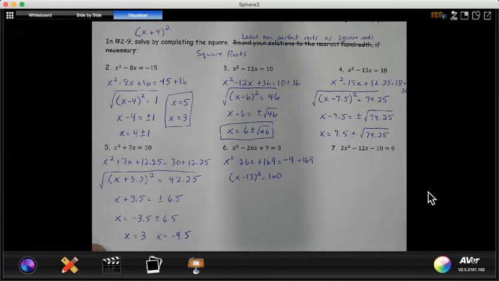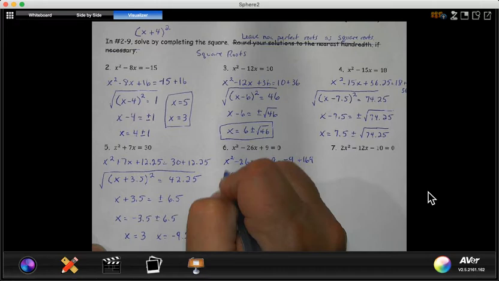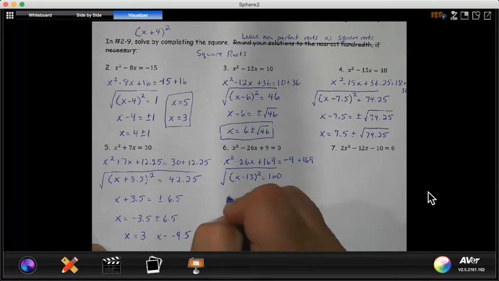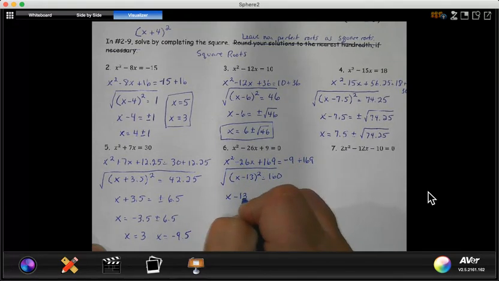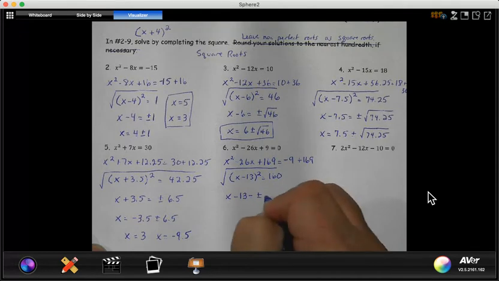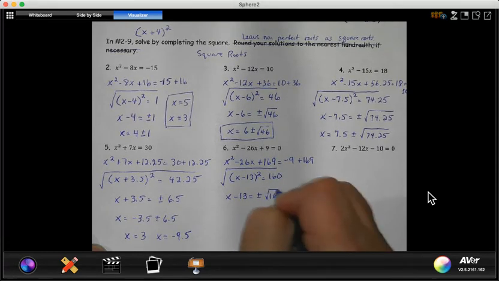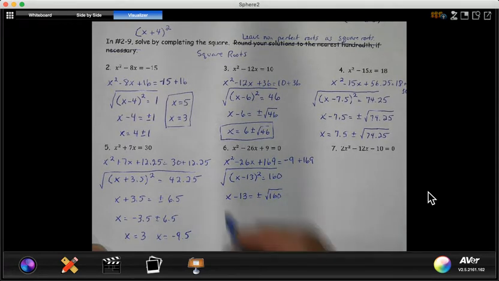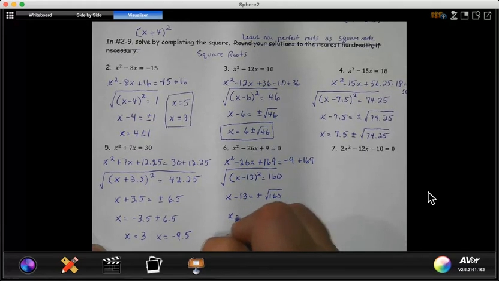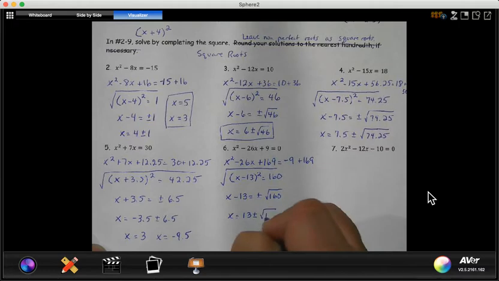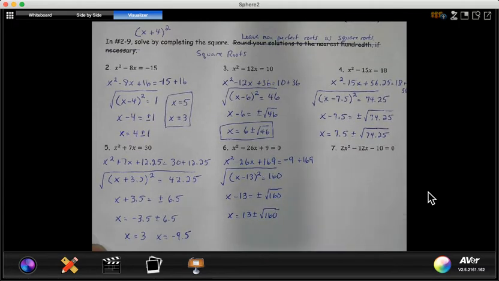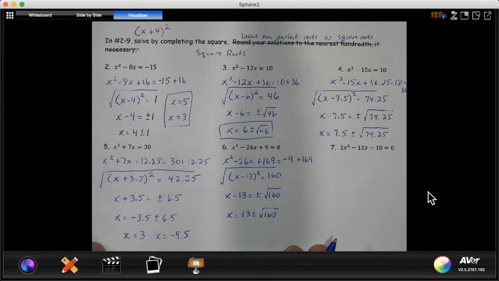Well, 160 is not a perfect square, so we're going to square root. We get x minus 13 is equal to plus or minus root 160. Then we're just going to leave it like that. We're going to add 13 to both sides. Not the best numbers, but we get the idea.